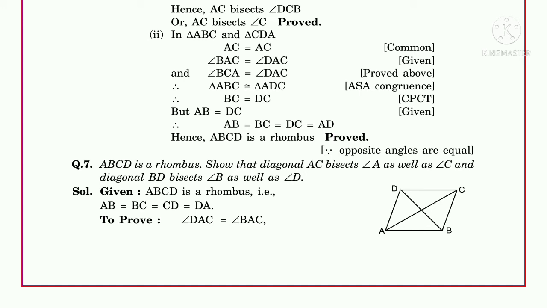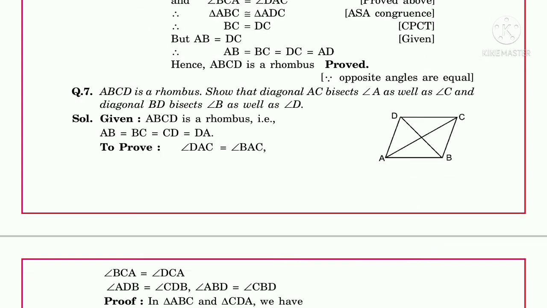Now for that, first of all, ABCD is a rhombus, given. So if ABCD is a rhombus, that means all sides are equal. So we write AB equal to BC equal to CD equal to DA. Is it clear? And then we need to prove what? Angle DAC is equal to angle BAC, as well as we need to prove angle DCA is equal to angle BCA. Is it clear? Okay, now let's see how we can prove this.